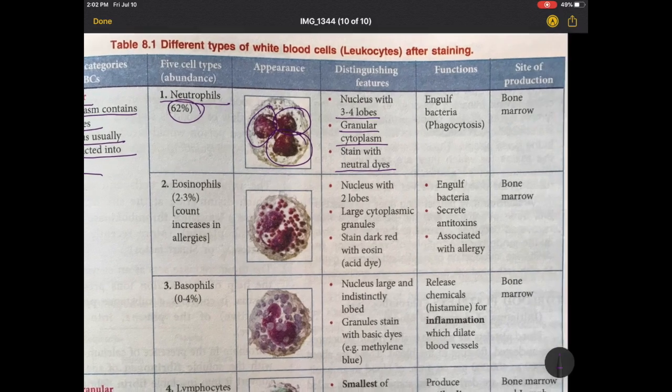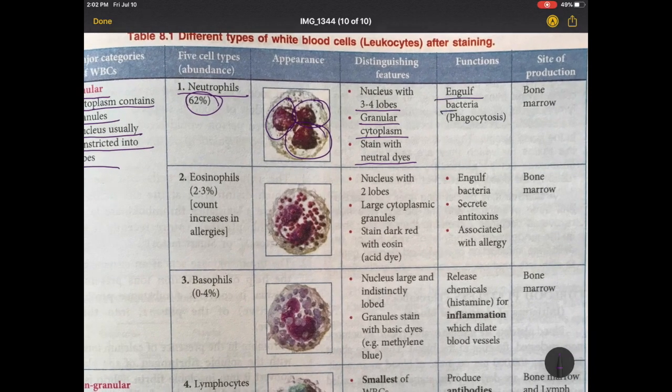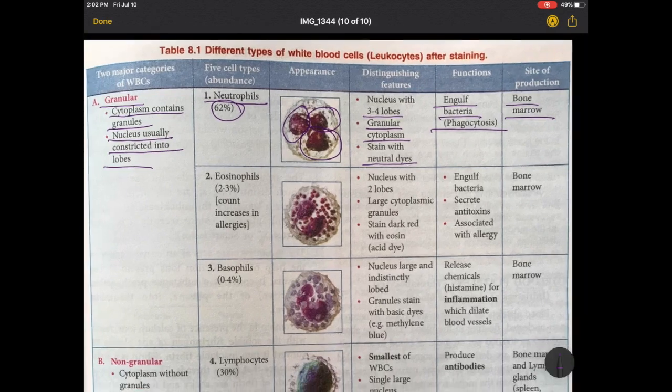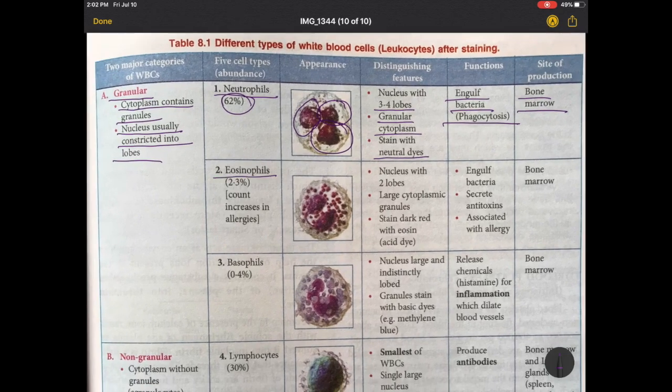The function is it engulfs bacteria, which is known as phagocytosis. The process by which white blood cells engulf bacteria is known as phagocytosis. They are formed in the bone marrow. The next type of granular white blood cell is eosinophils. About 2.3% of the total white blood cells in our body are eosinophils, and the count increases in allergies. Supposing you get some allergies and you take a blood test, there will be more eosinophils in your body.